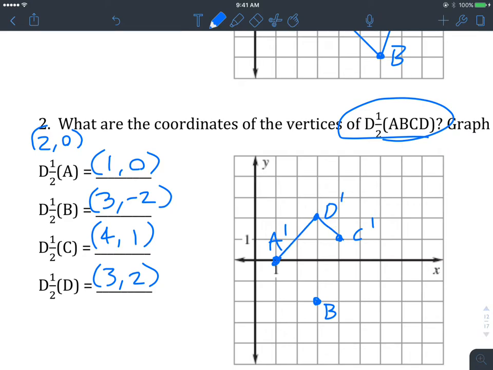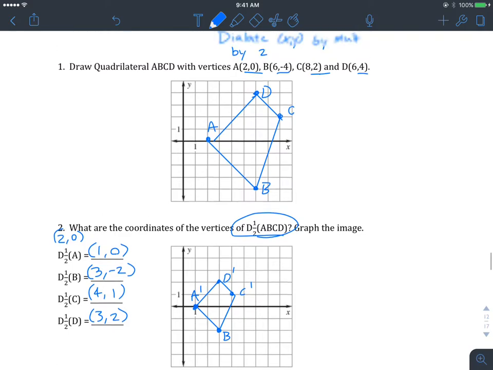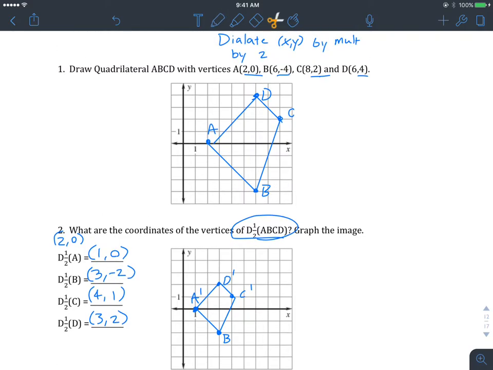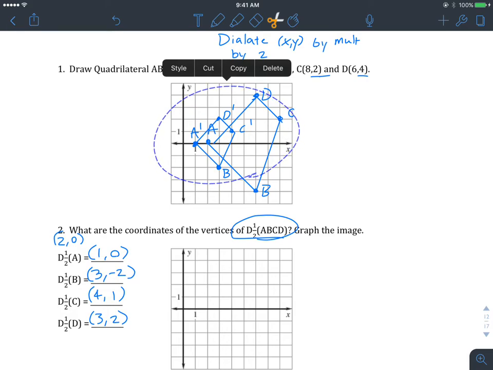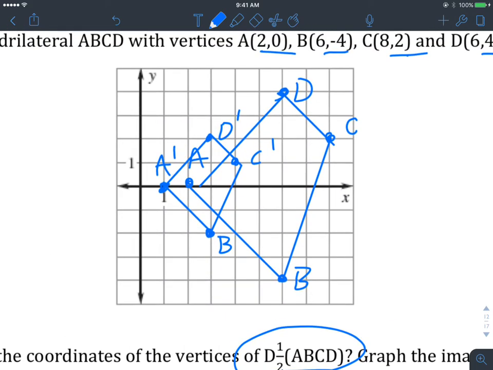So it should look like the same figure, except scaled down. And since the center of dilation was the origin, each of these points should be half their distance from the origin. So I'm going to line these up just to show you that. Like A right there, that's the easiest point to see. A prime is half the distance that A was.